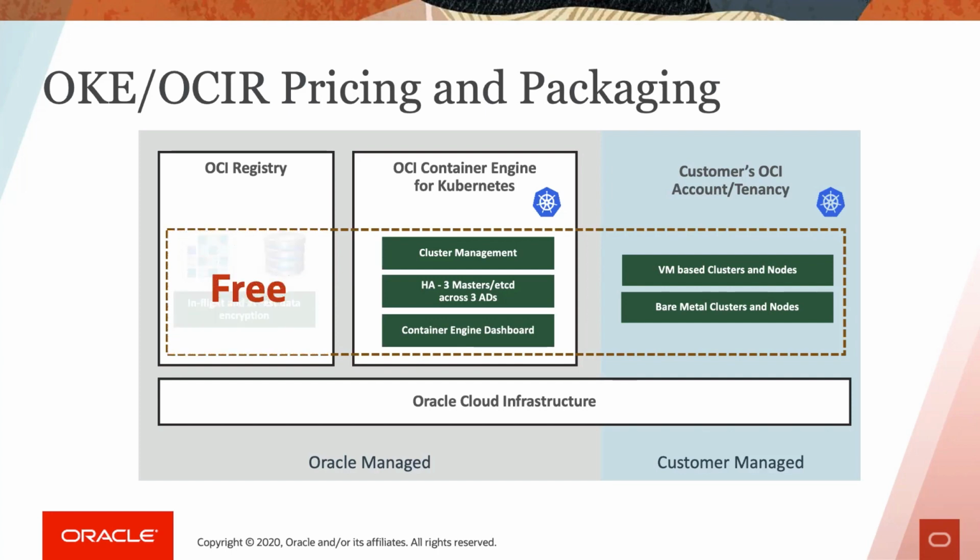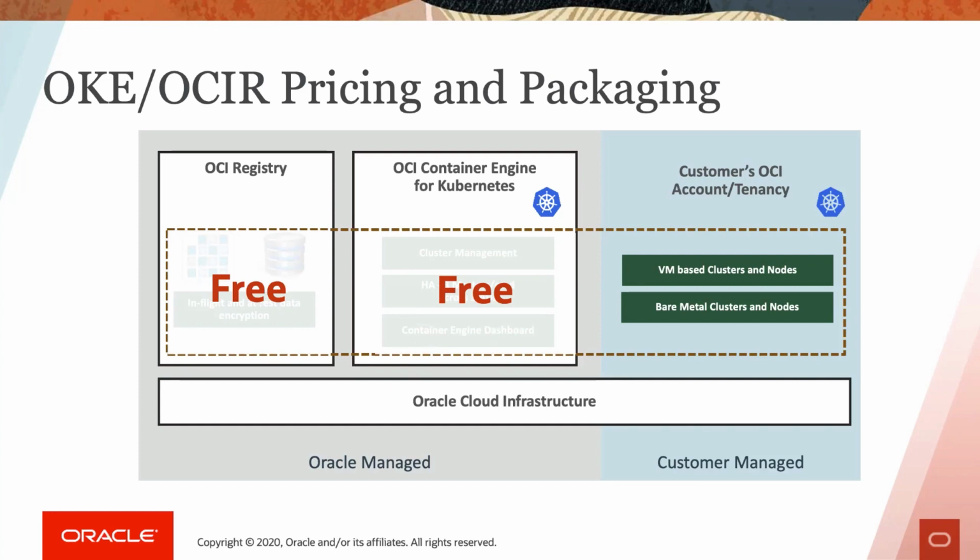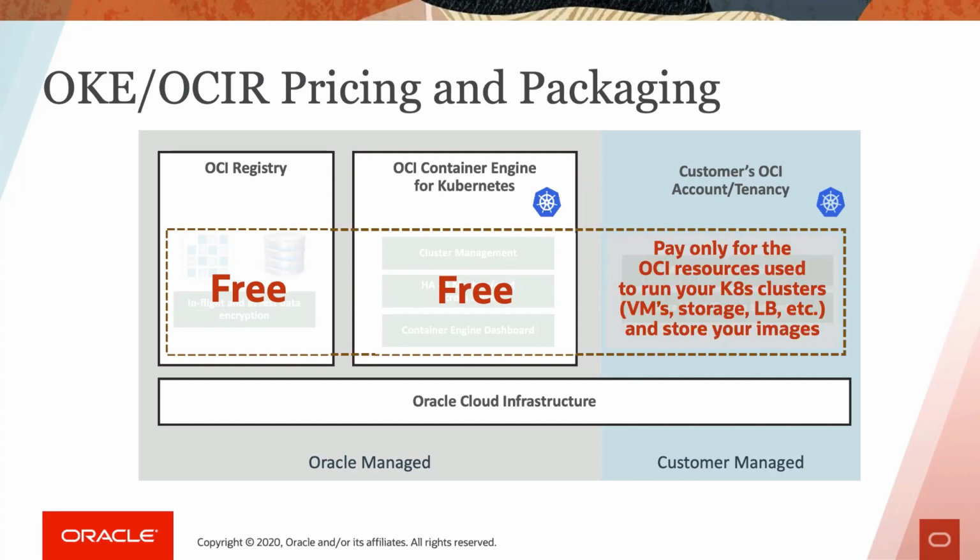So let's look at this. OCIR, the registry, is completely free to you. Also, the managed pieces, the master node and etcd, and their high availability, are free to you. You do not have to pay for those things. The only things you pay for are the resources you're using, such as your VMs, storage, load balancer, and the images that are stored. So you are only paying for one third of the whole picture, and it's really just based on what you use. If you wanted to shut down your Kubernetes cluster at night when it's not being used, you don't have to pay.